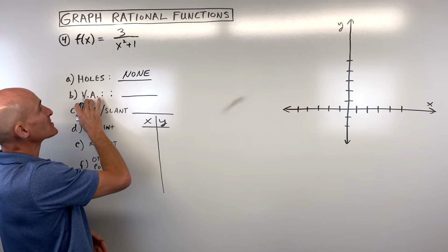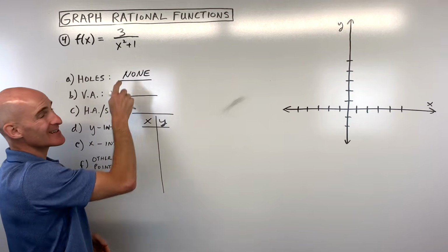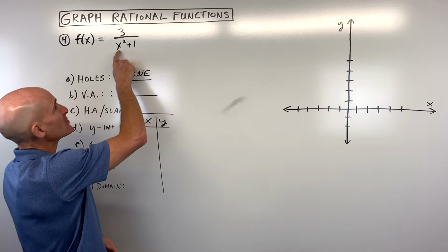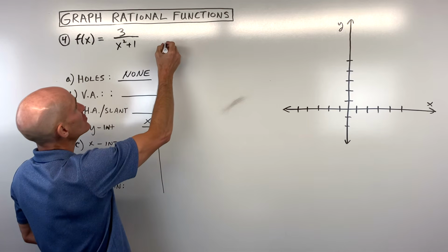How about vertical asymptotes? Vertical asymptotes is when we set the denominator equal to 0. If we set the denominator equal to 0, let's just do that for a moment.